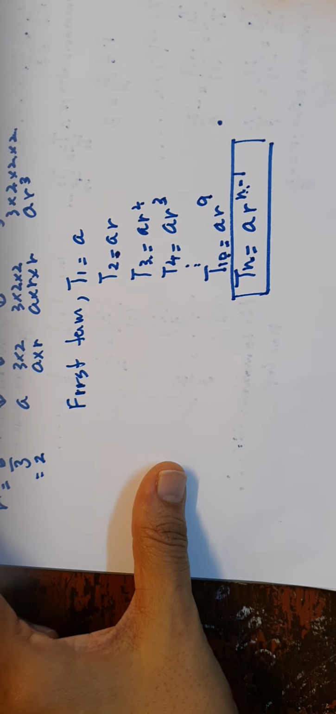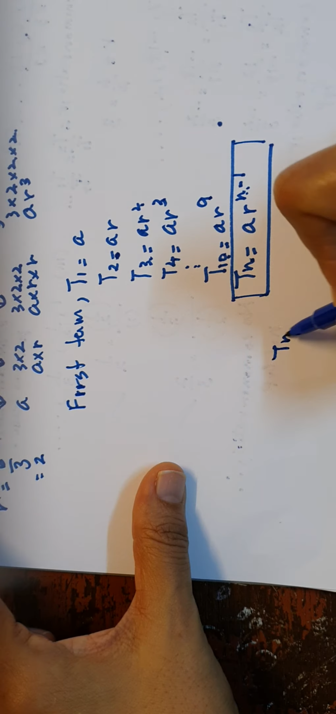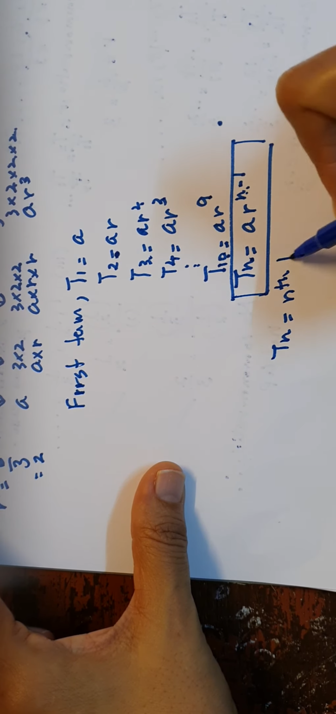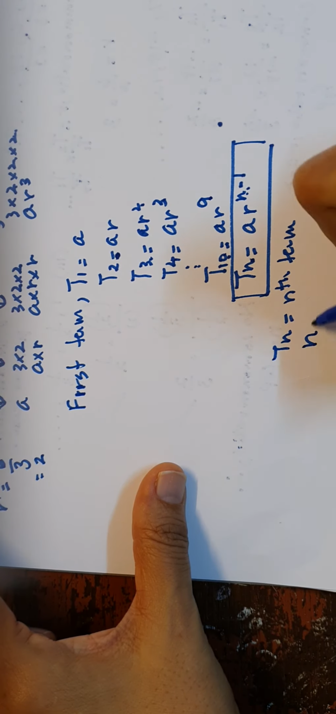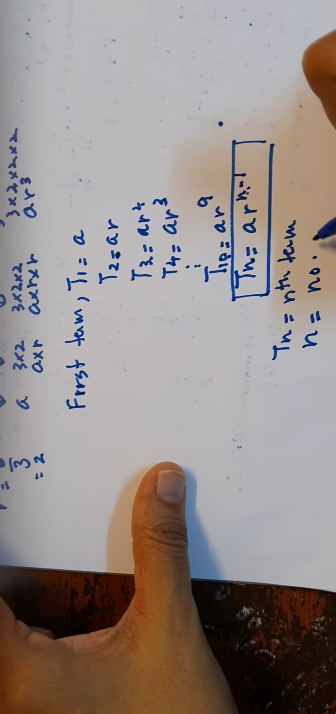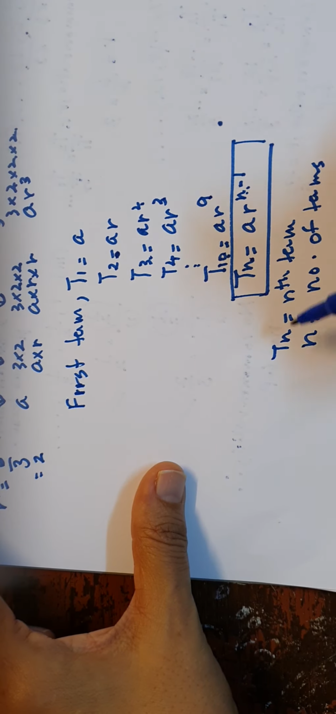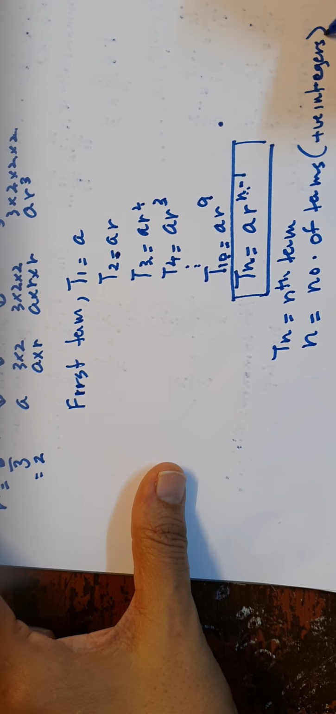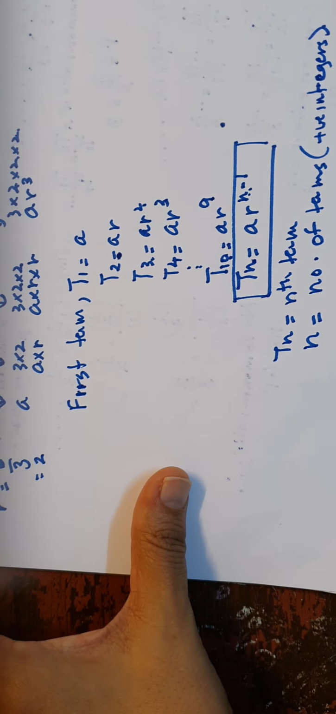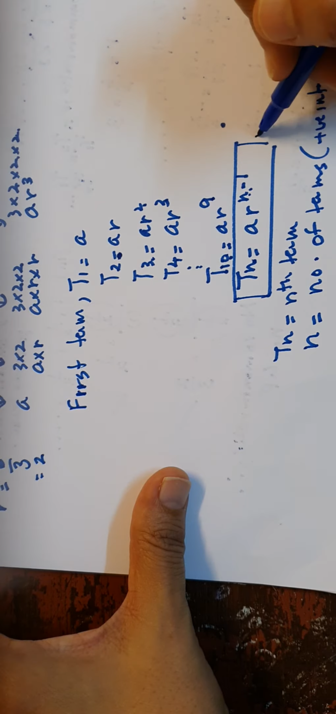Okay, Tn is of course the n term. Tn is the n term of a GP. What is your A? First term. What is your R? Common ratio. And what is your N? N is your number of terms. Okay, so it's very important you understand. N is the number of terms, and N is always a positive integer. So N can never be a negative integer. It must be a positive integer. So that's very important. So I've got my first formula.